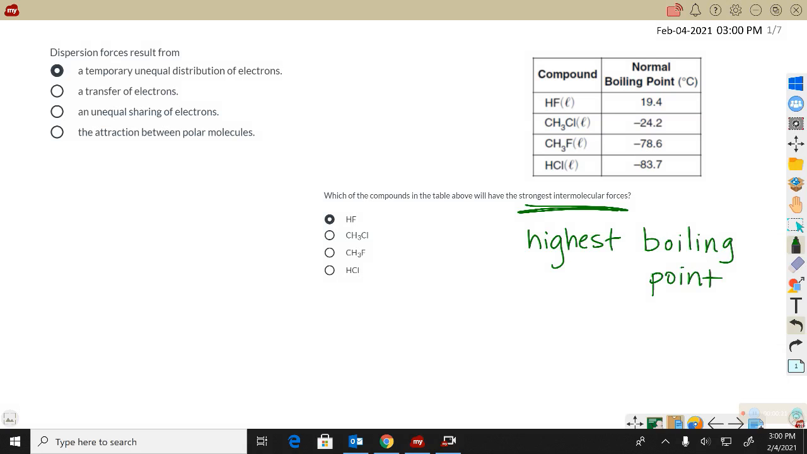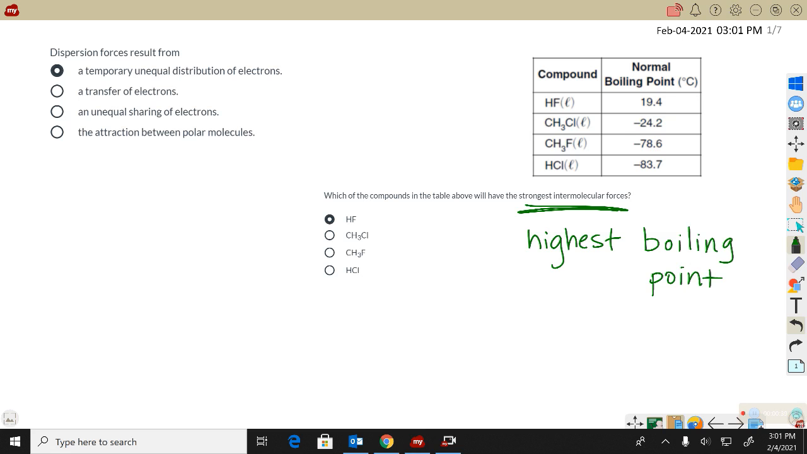Electrons are always moving and their movement is random. Most of the time they're equally distributed because like charges repel, but if by their random movement they're close to each other for a moment in time, you'll create a temporary charge.